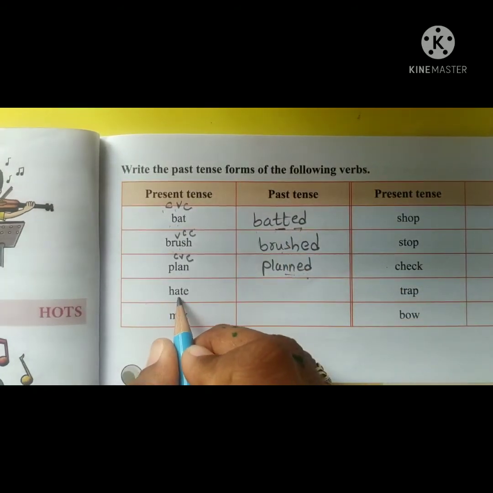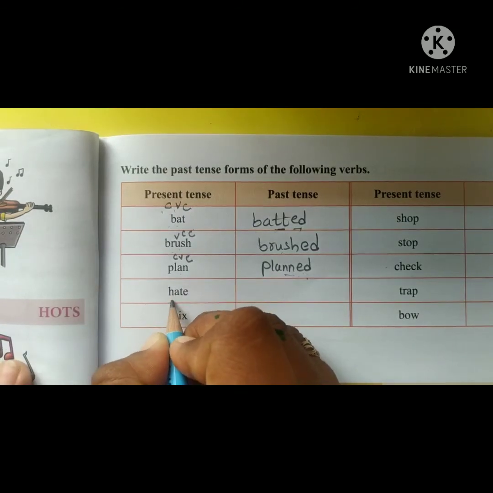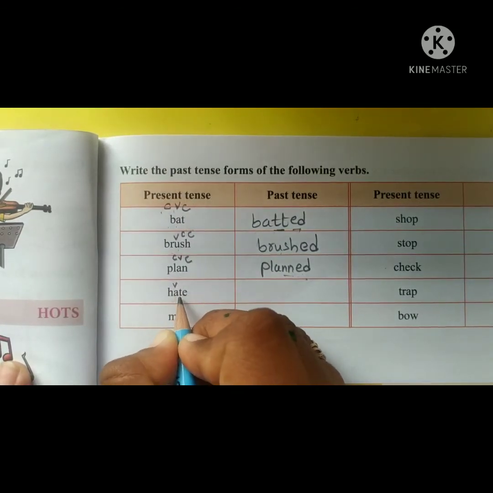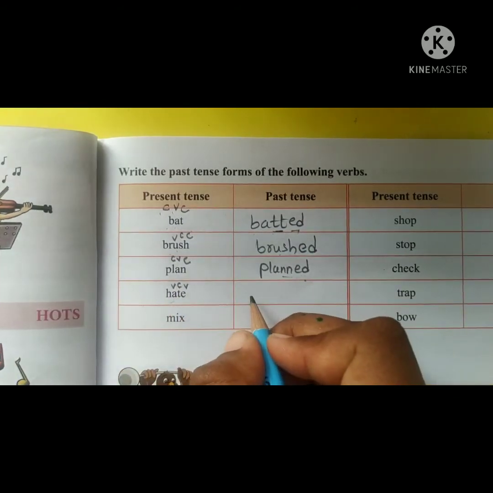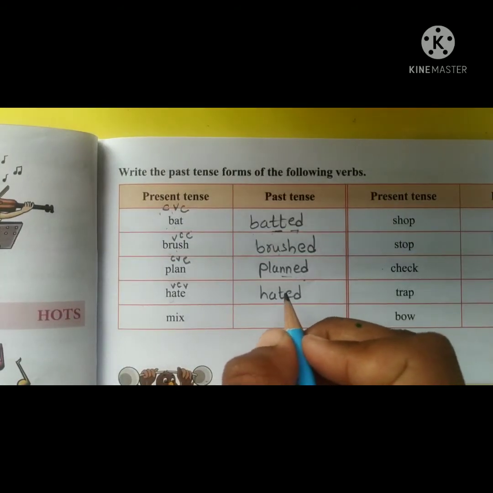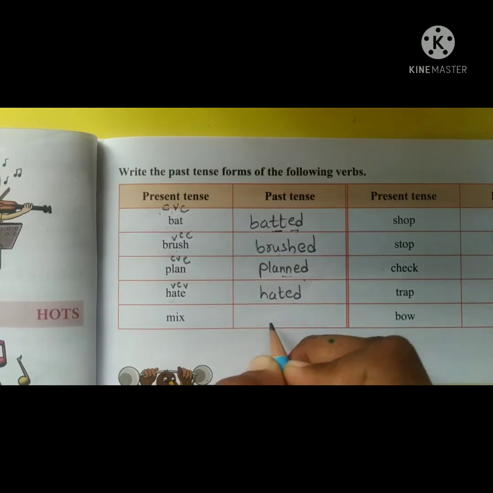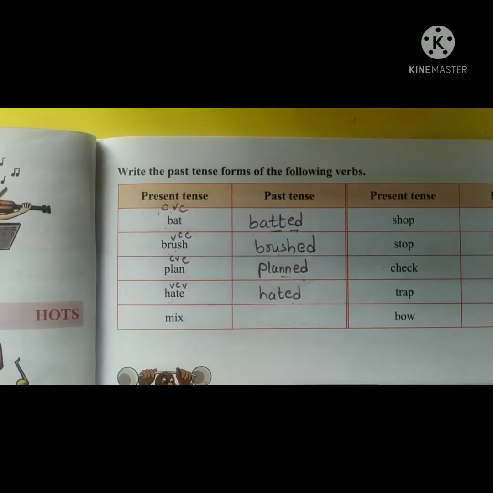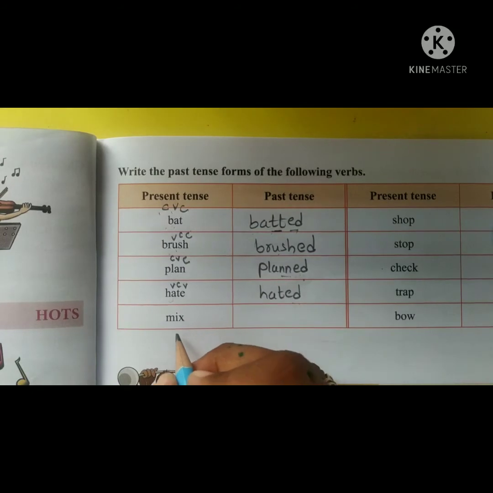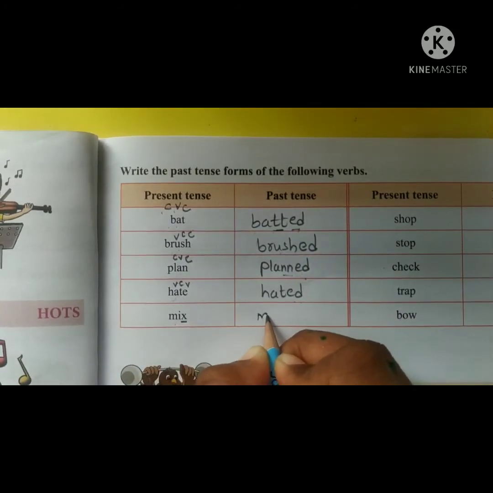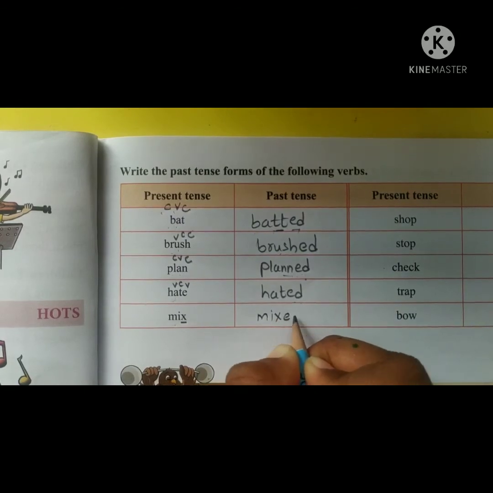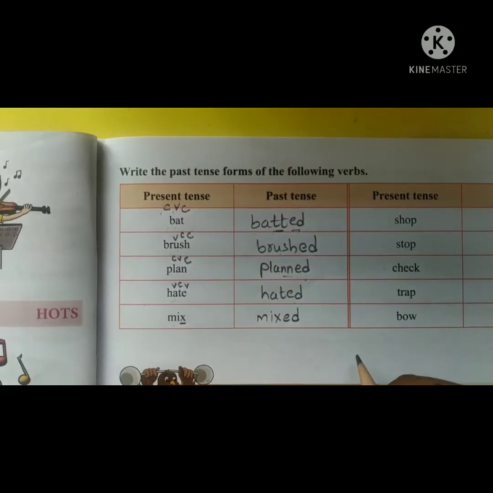Now hate, H-A-T-E. Let's check. See, A is the vowel, E is the vowel. So this is not a CVC pattern. So we need to add only d to make the past tense, hated. And see here, mix. If the word ends with X, we need not double, just add ed and make it past tense, mixed. Right?